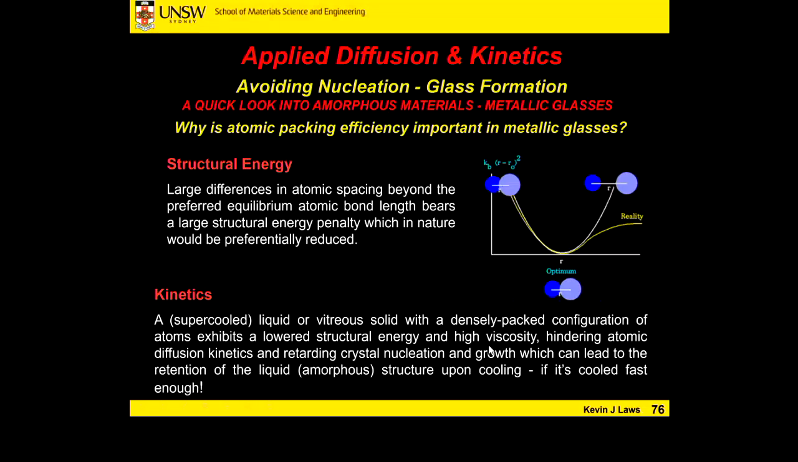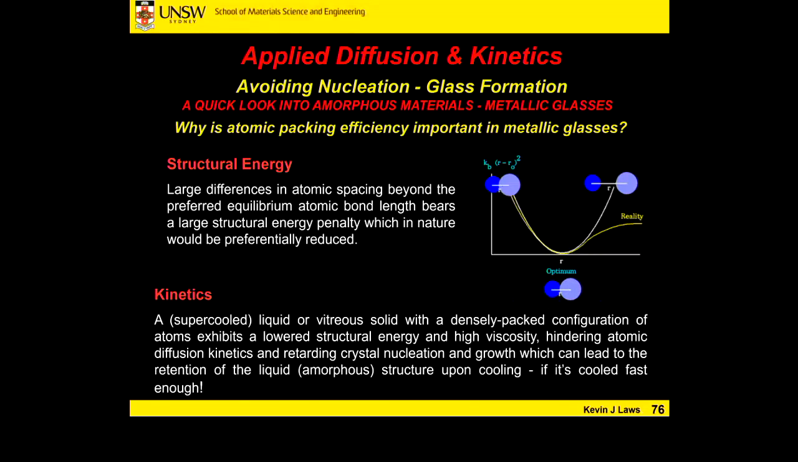So, think about it in terms of structural energy. Large differences in atomic spacing beyond the equilibrium atomic bond length create distortions in energy or increase the energy of the system. If we try to push atoms too close together, our energy profile is increased. If we pull them too far apart, their energy profile is increased. They have this optimum bond distance. So if every atom in that structure wasn't in kissing contact, we're increasing the structural energy of the system.